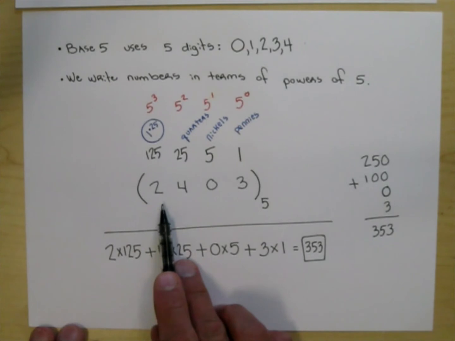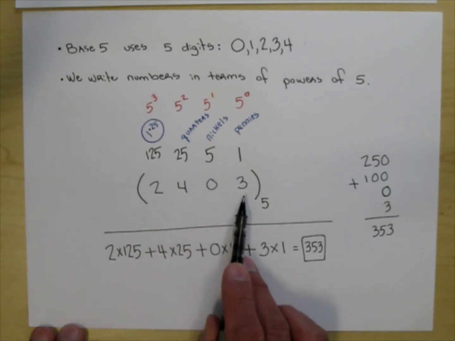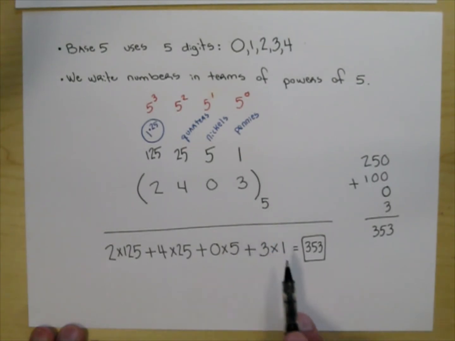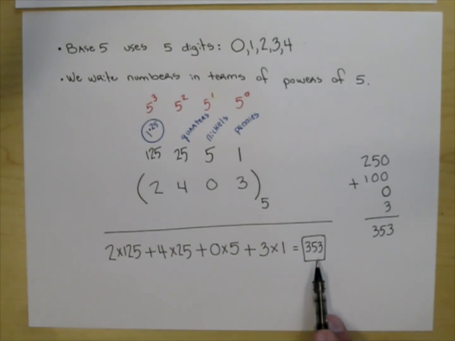So 2403 base 5 is really 353, which is a base 10 number. So when you're writing base 10 numbers, you don't need the parentheses because that's the base we use.